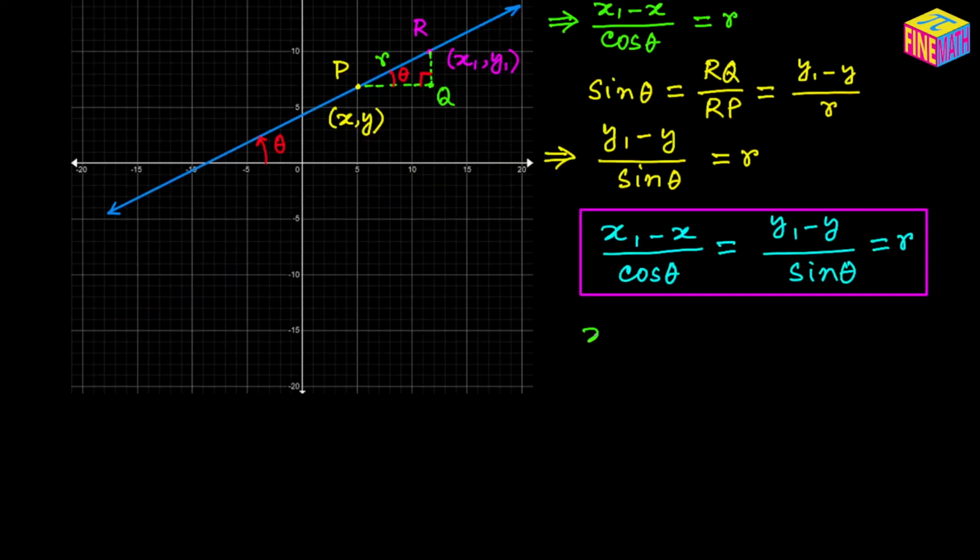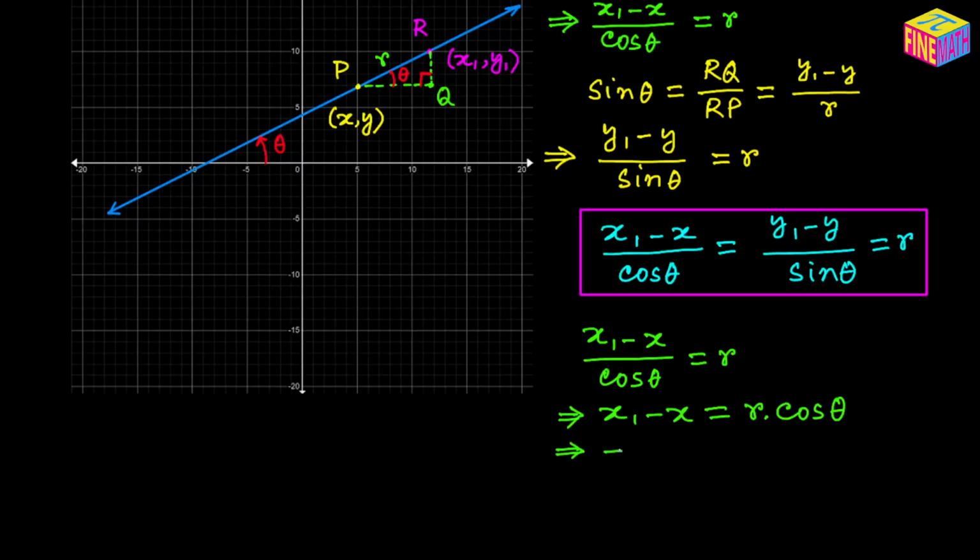We have (x₁ − x)/cos θ = r. So from here we can say that x₁ − x = r cos θ, and then from here we can say −x = r cos θ − x₁, and if we multiply both sides by −1, then it will be x = x₁ − r cos θ. So we have found the value of x in terms of x₁, r and θ.